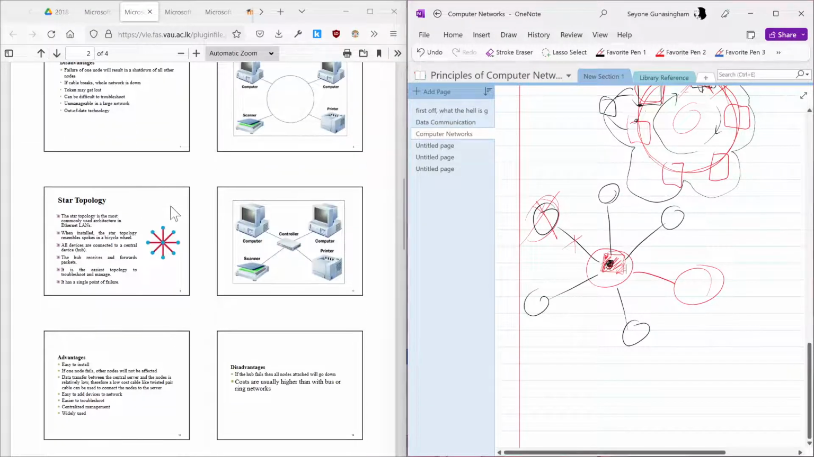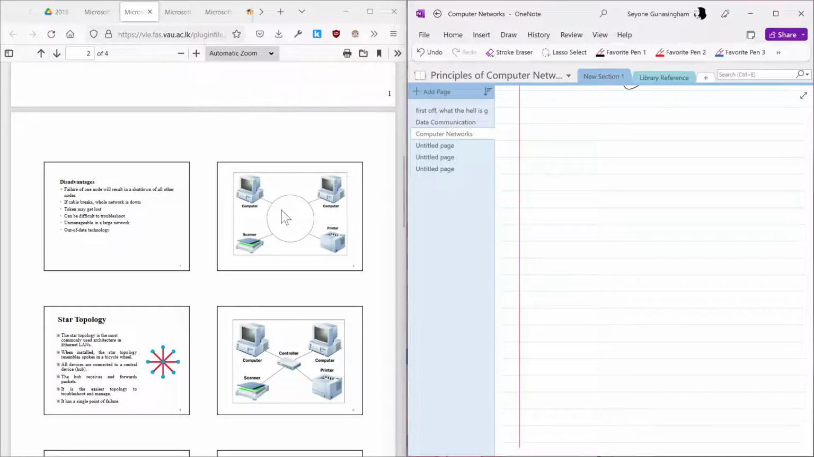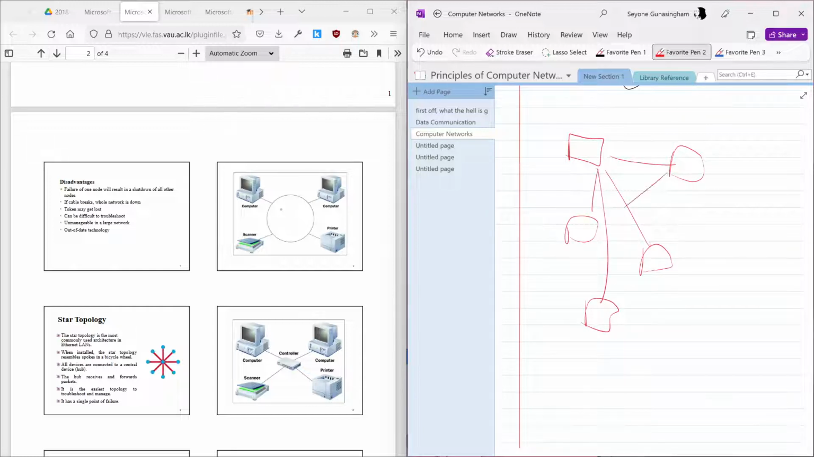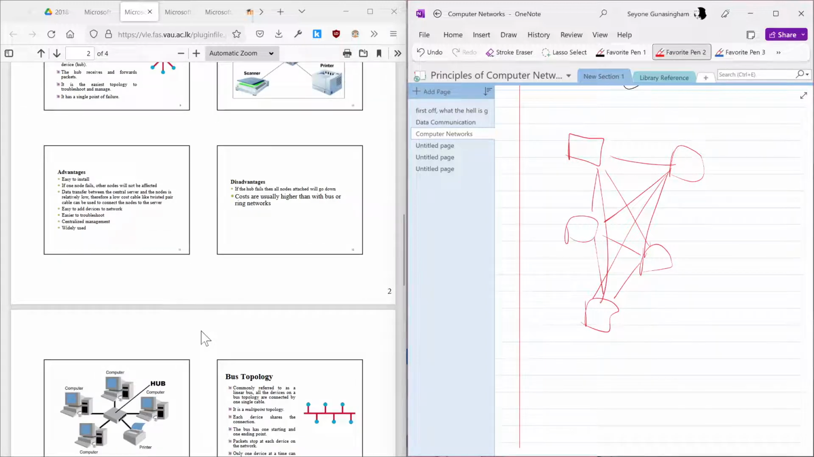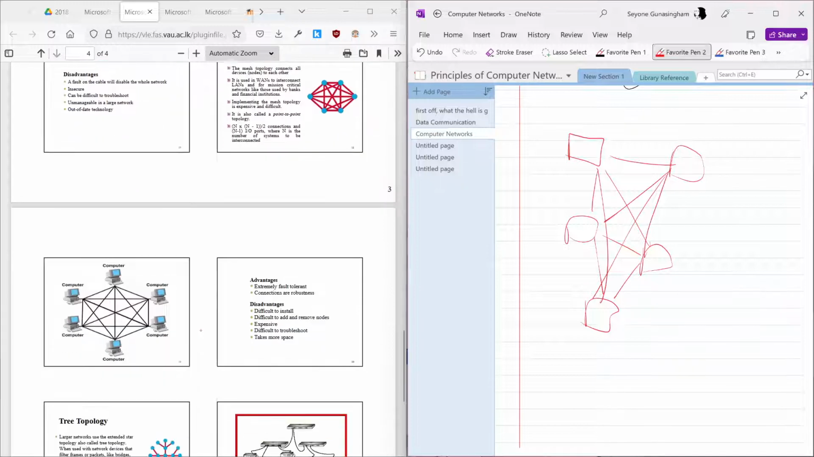Pretty easy. And the last one is the most complicated network. It is a mesh. You've got one device, one device, one device, one device, one device, and everything's connected to everything. Imagine how many cables you need for this. Is it n to the power, or is it 2 to the power? I forget.